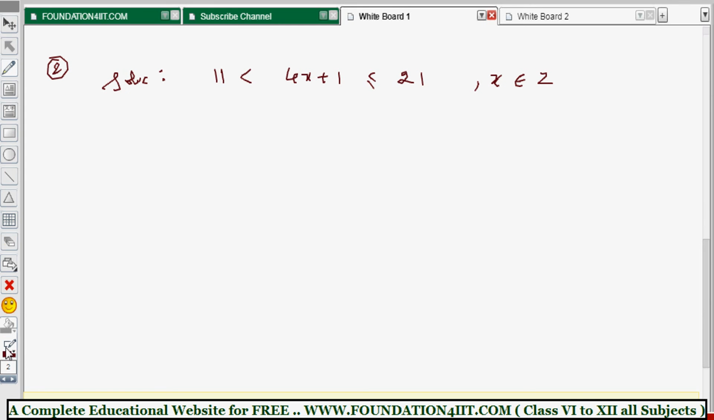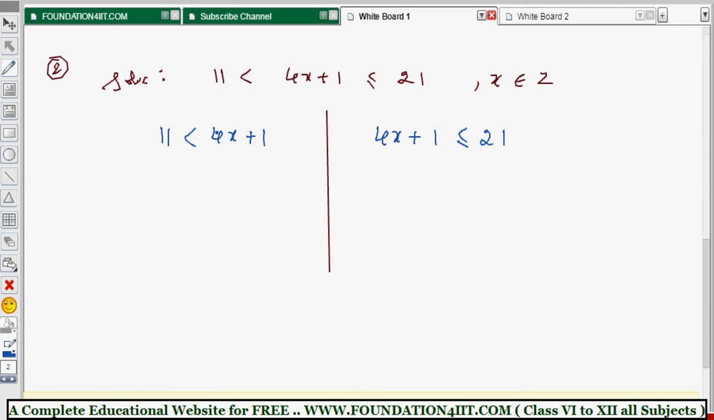That means, observe here, two ways we have to do. Step 1, case 1 and case 2. Taking case 1 here, 11 less than 4x plus 1. So the first two expressions, right? And the next two expressions, that is 4x plus 1 less than or equal to 21. So we shall take up 11 less than 4x plus 1 and 4x plus 1 less than or equal to 21 separately. Then you can solve separately as it is.